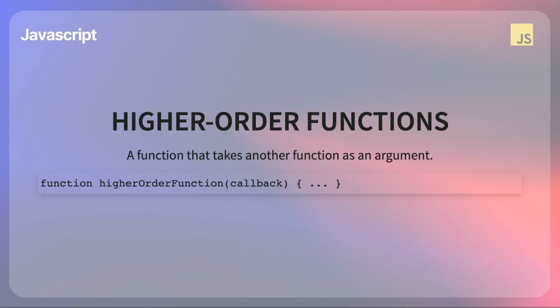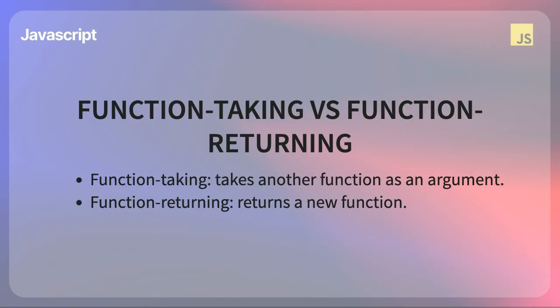A higher order function is a function that takes another function as an argument or returns a function as its output. In JavaScript, we can define higher order functions using the function keyword followed by the name of our function.